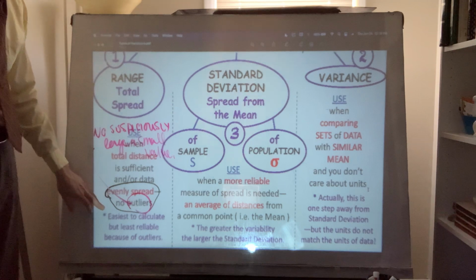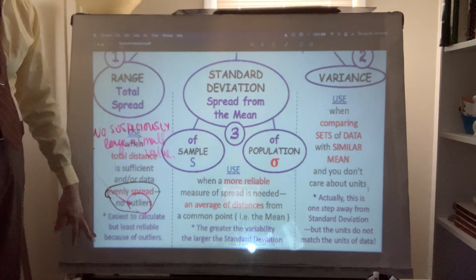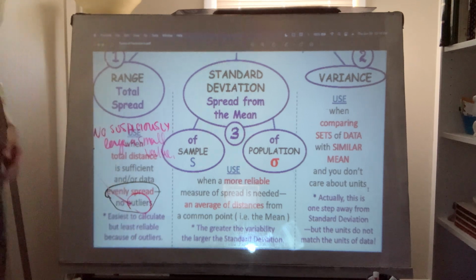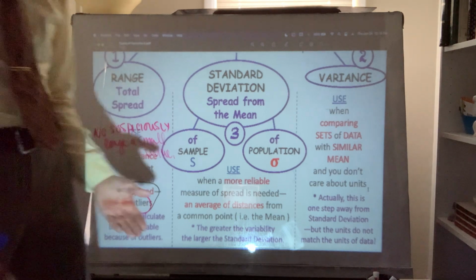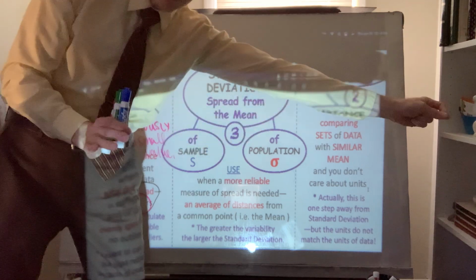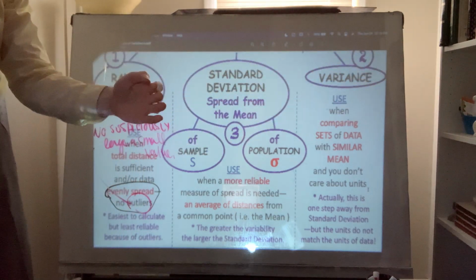This is the easiest to calculate, but it's also the least reliable because it is in fact susceptible to outliers. If you're trying to get a feeling for how spread the data is from one data value to another, you want some consistency. You don't want one data value that's throwing you out farther than most of the data actually is.